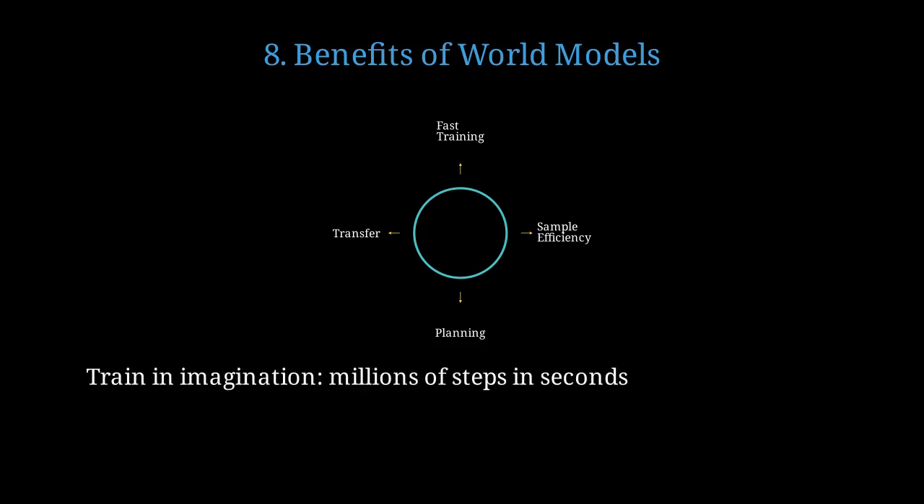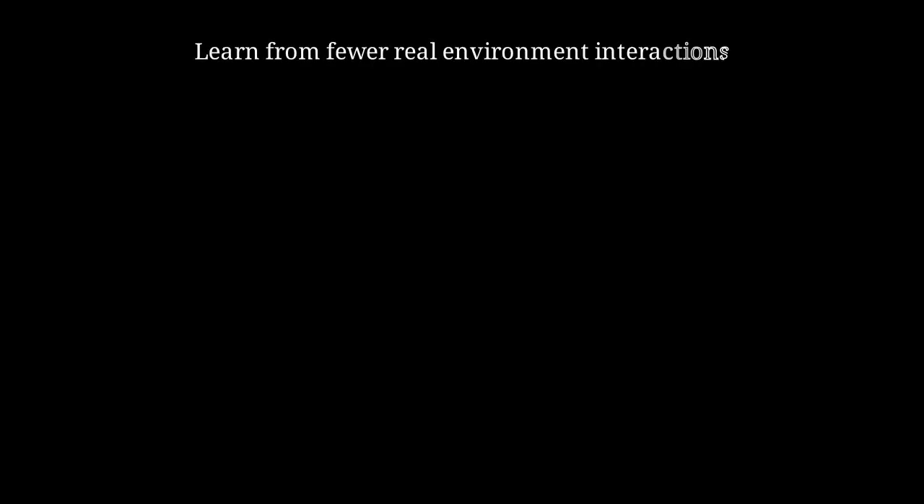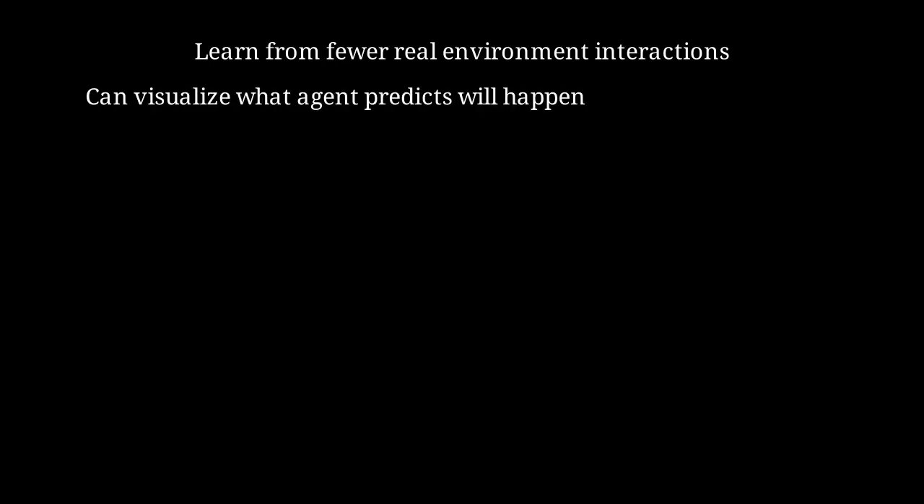World models provide several key advantages over model-free RL. World models excel in sample efficiency, training speed, transfer learning, and enable planning through imagination. Once the world model is trained, you can simulate millions of steps in seconds rather than hours of real gameplay. This dramatically reduces the number of real environment interactions needed to learn good policies. You can visualize what the agent imagines will happen, making the learning process interpretable and debuggable.